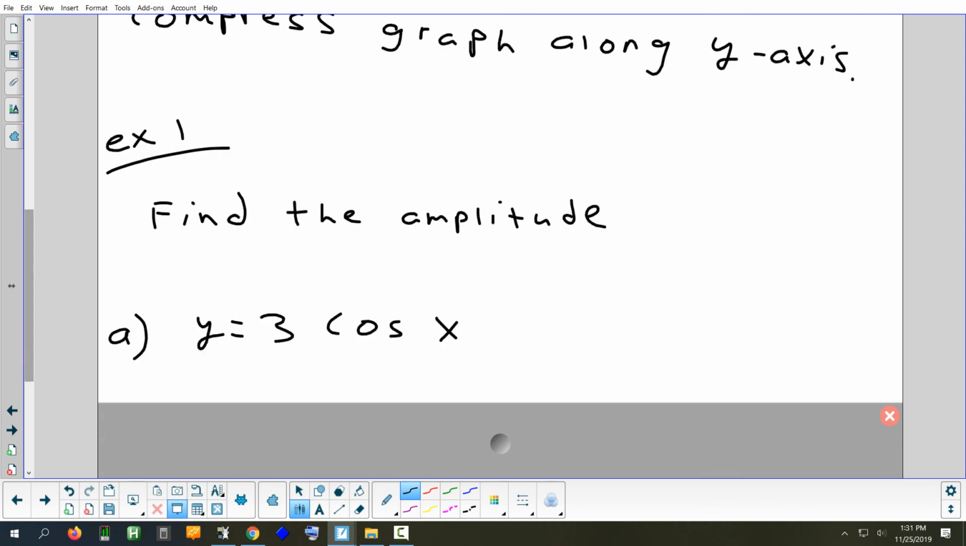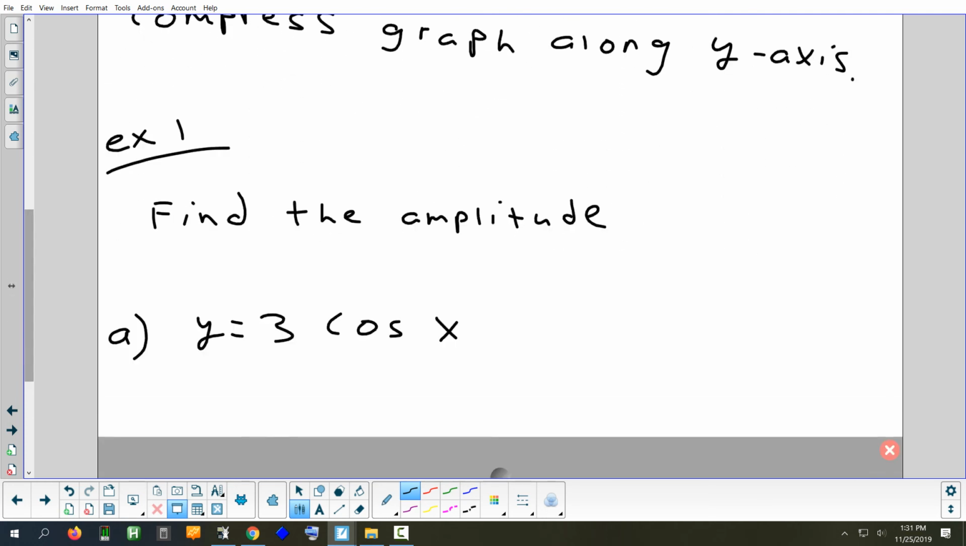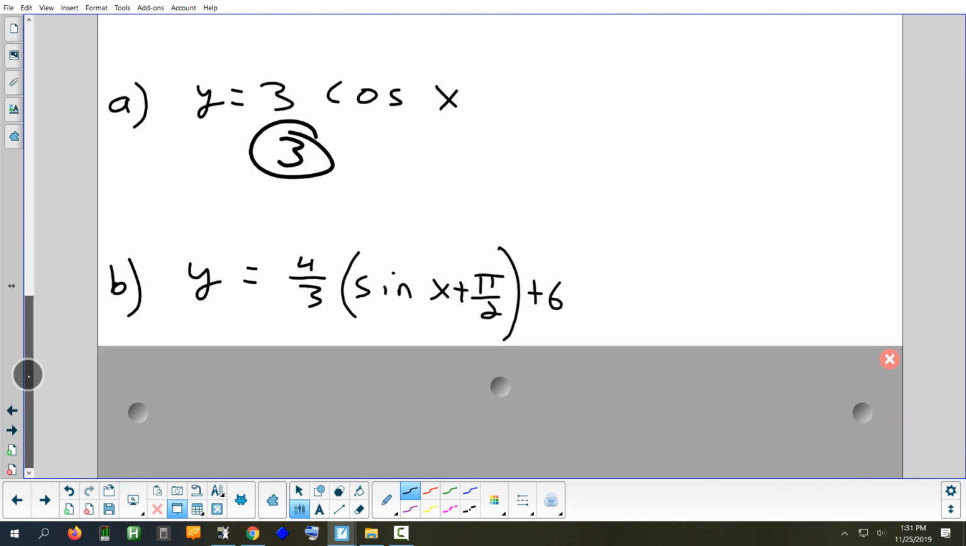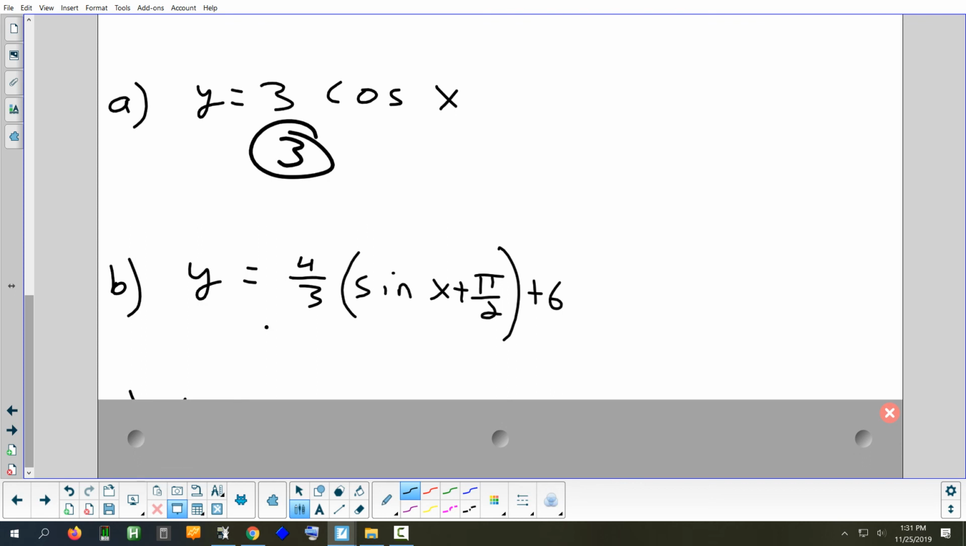So let's find the amplitude. What's the amplitude of that graph? 3. How about the amplitude of that one? 4/3. Don't be confused because there's a vertical shift and a phase shift in there. Those are separate. Those do not matter for amplitude.